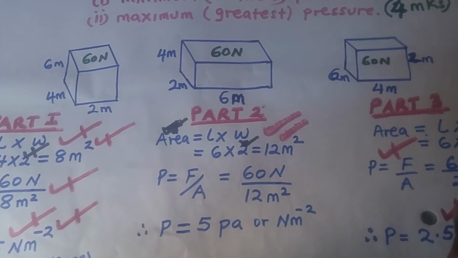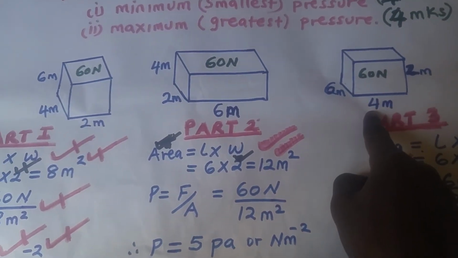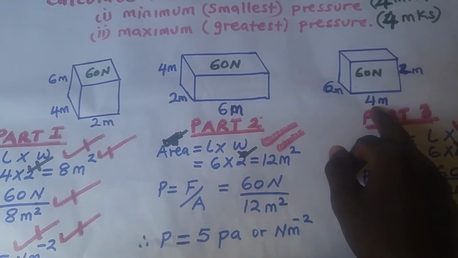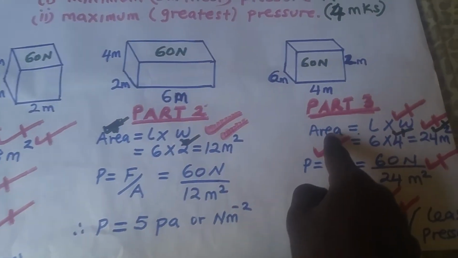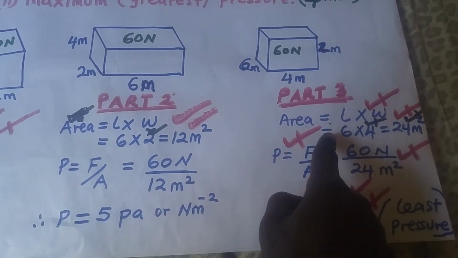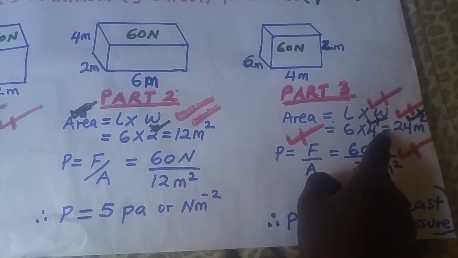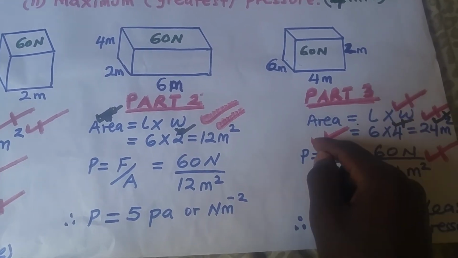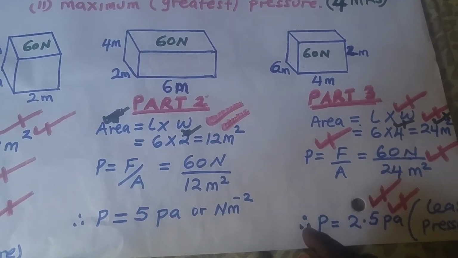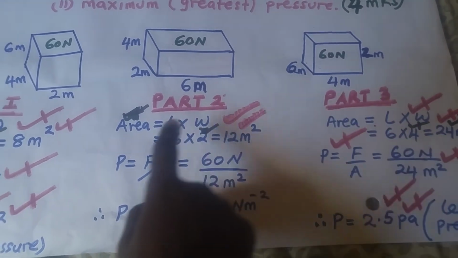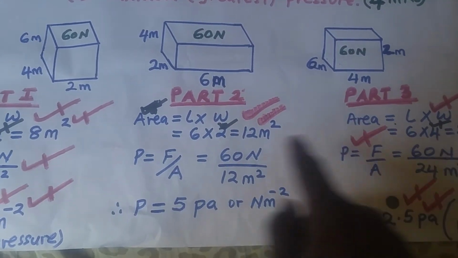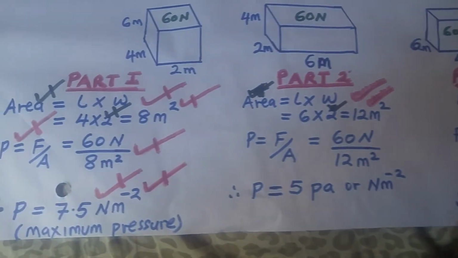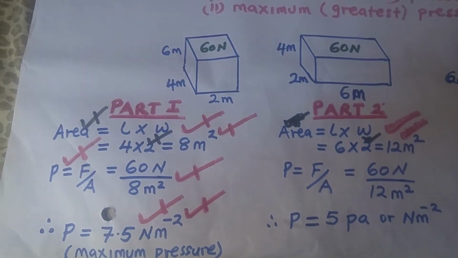When you turn the block again, this time the area will be 6 times 4, the length times width. You see, our area still remains length times width. This time is 6 times 4, you get 24 meters squared. So what does that mean? Each time you turn the block, the area changes. Now that we have 3 areas, in part 1, part 2 and part 3, let's calculate the pressure for all of them.